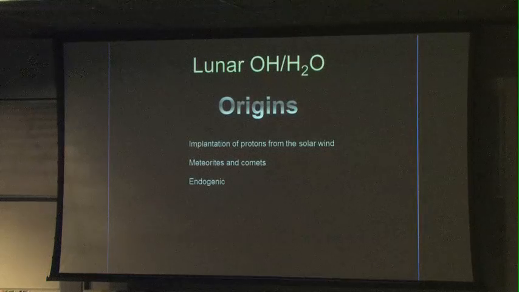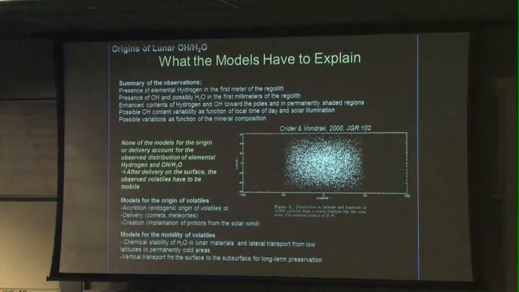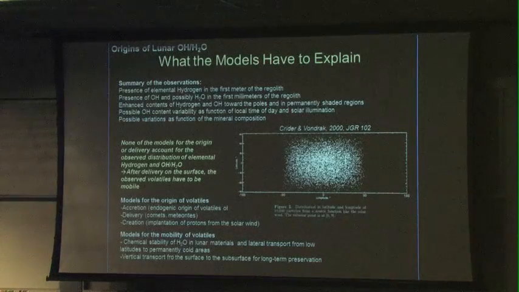Now I'm going to talk about models for the origins and delivery of volatiles at the surface. I'm going to make the distinction between models of delivery of volatiles and models of distribution at the surface. There are three main models to explain the presence of water and OH at the surface of the moon. One is implantation of protons from the solar wind. The second is infall of meteorites and comets that are rich in volatiles. And the third one is endogenic volatiles. None of these models explain the distribution of volatiles that we observe.